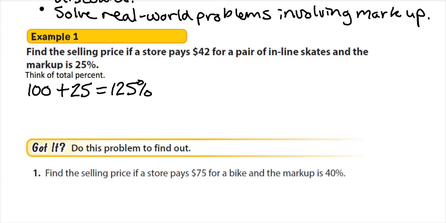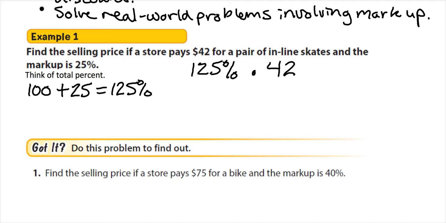Okay, so what we're going to do is we're going to take 125% of the cost. Of means times, so times $42. So we're going to take 125% of 42. We're going to type that in the calculator. So you type in 125, and then the percent key, you're going to hit the second button, which is that top left button. Usually it's some kind of color.